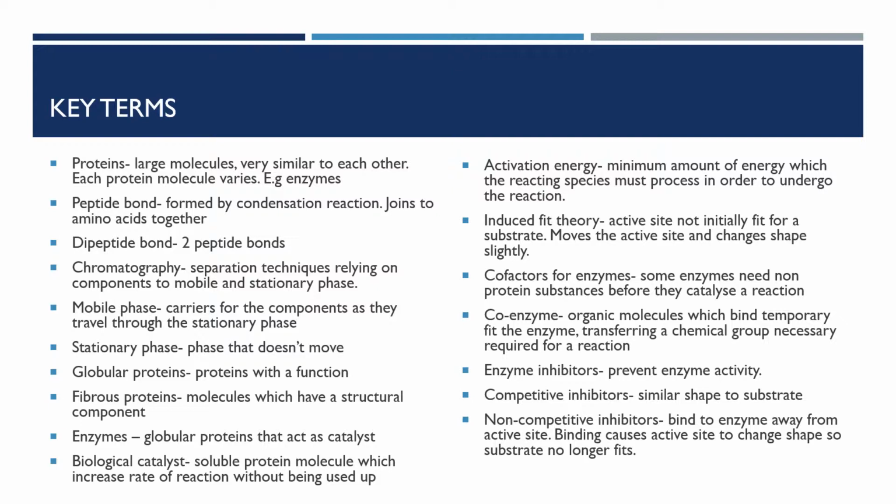Chromatography is a separation technique that relies on components' affinities to the mobile and stationary phase. Now the mobile phase would be like the solvent that runs up the stationary phase, and the stationary phase in terms of, let's say, paper chromatography would be the paper. It's the thing that doesn't move.